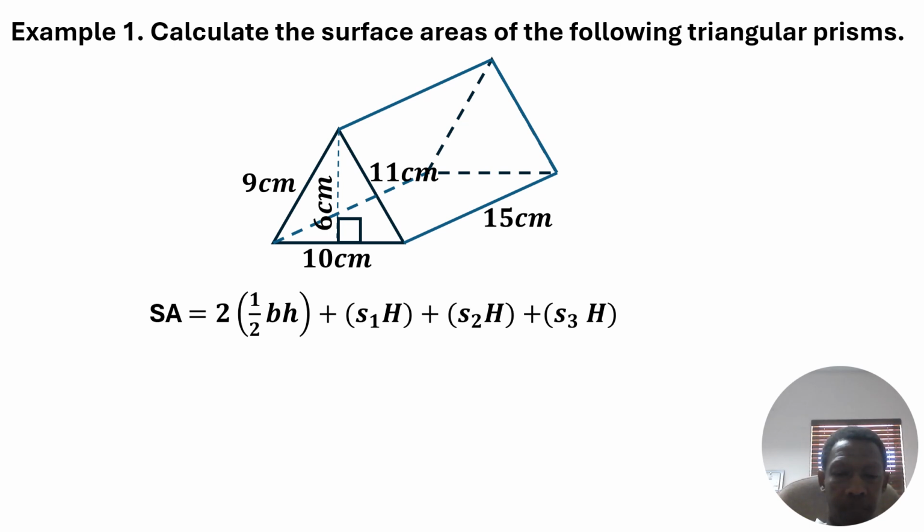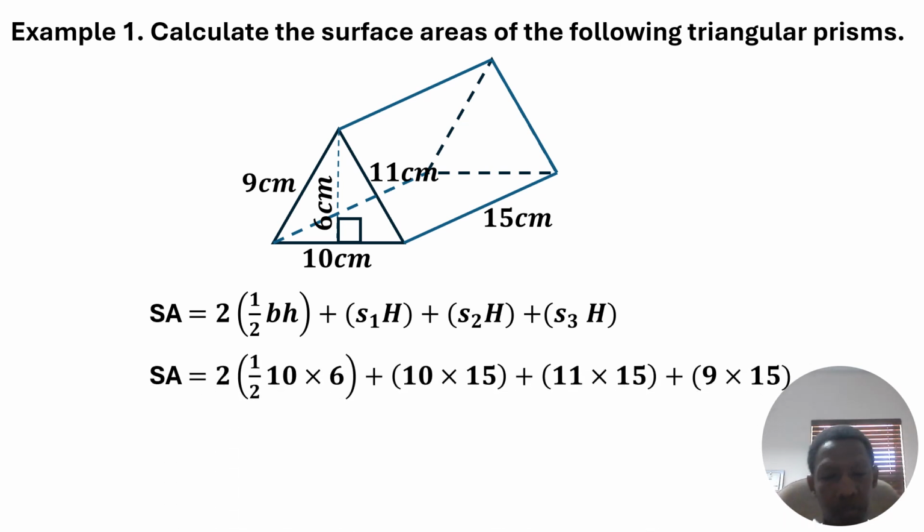And then on top of that, we will add side 1 being 10 multiplied by the height of the prism, side 2 being 11 multiplied by the height of the prism, and lastly side 3 being 9 multiplied by the height of the prism. There we go. We have just substituted as I've indicated, right? And then we will calculate each of these.